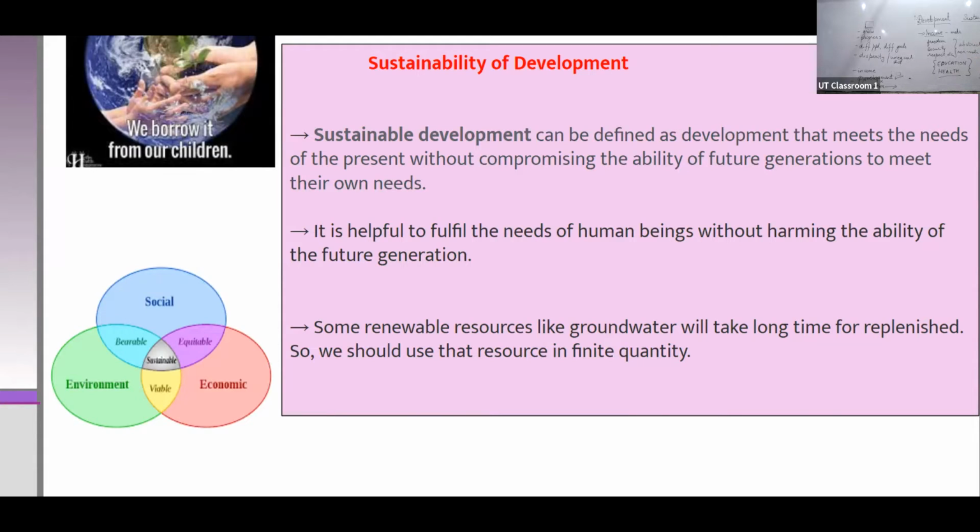So now coming back to sustainability of development, you can see the globe on the top. We do not inherit the earth from our ancestors. We borrow it from our children.